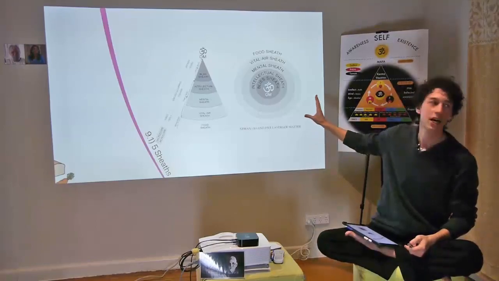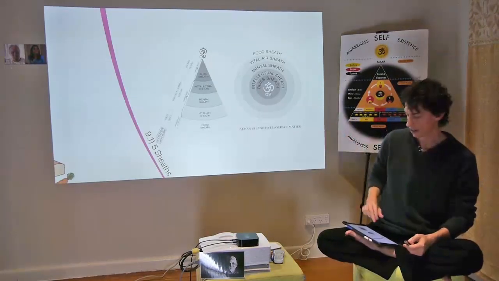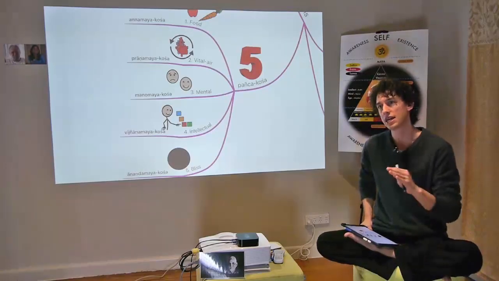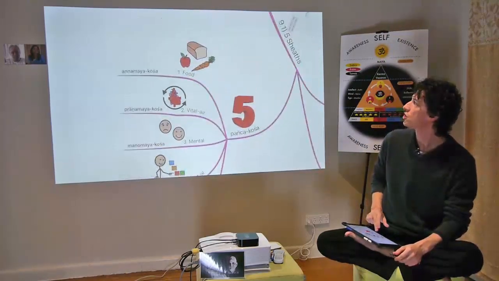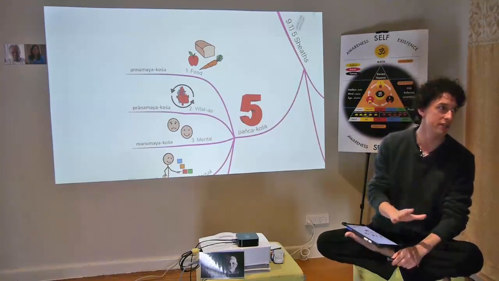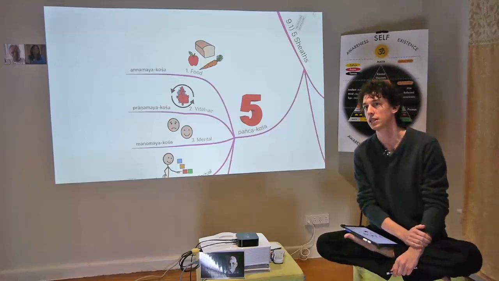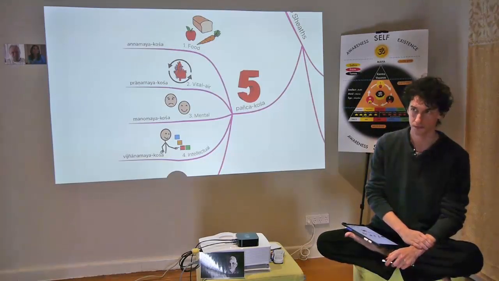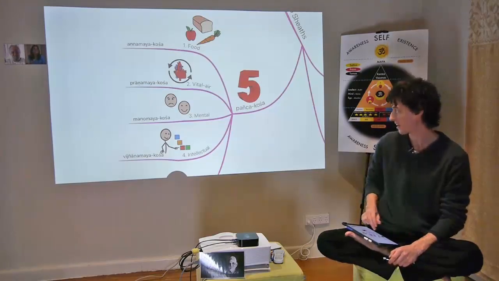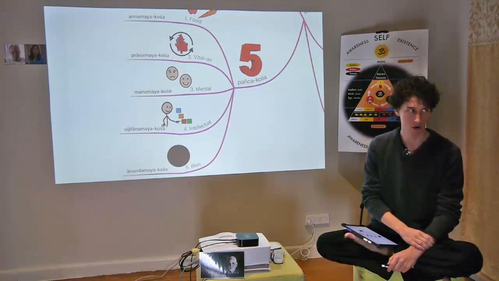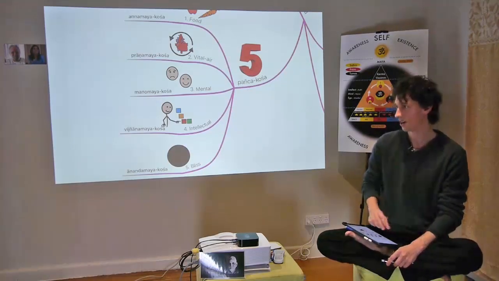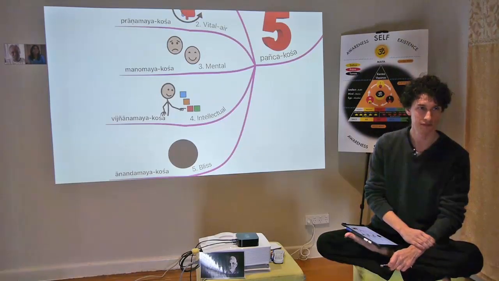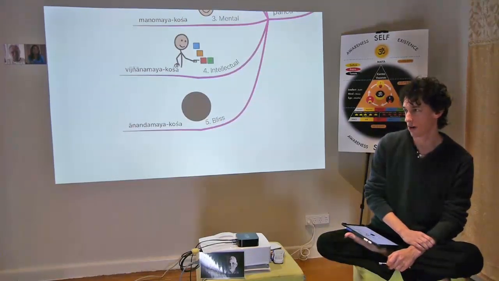Okay, so we covered that briefly last week about pervasiveness. Now let's get to know each one of these koshas so that at the end we can see what to negate. Everyone repeat after me. Annamaya Kosha, food sheath. Vital air sheath, Pranamaya Kosha. Mental sheath, Manomaya Kosha. Very good. Intellectual sheath, Vijnanamaya Kosha. Very good. And bliss sheath, Anandamaya Kosha.